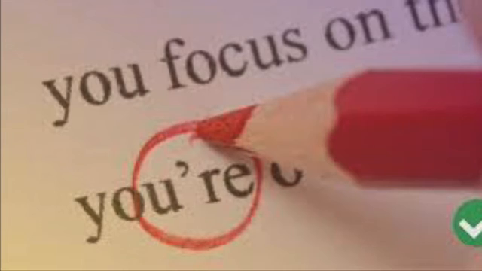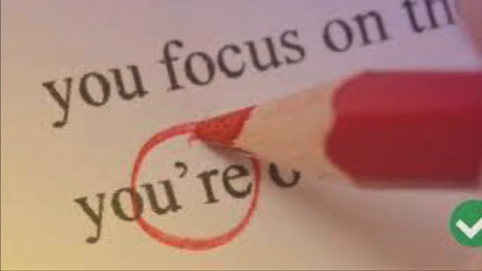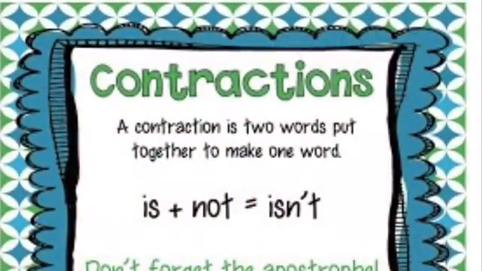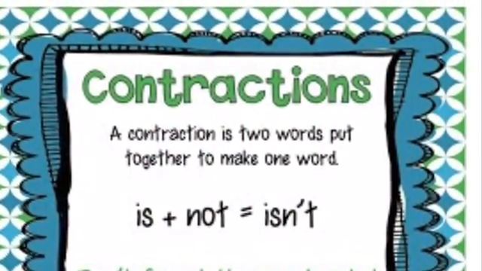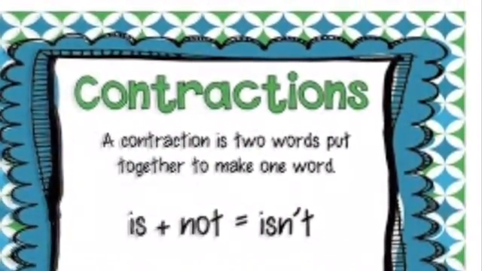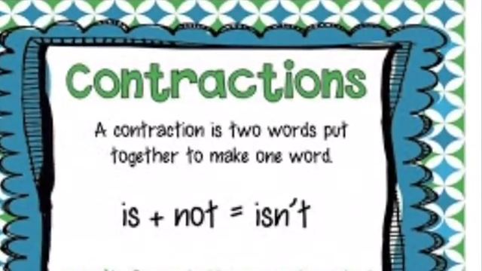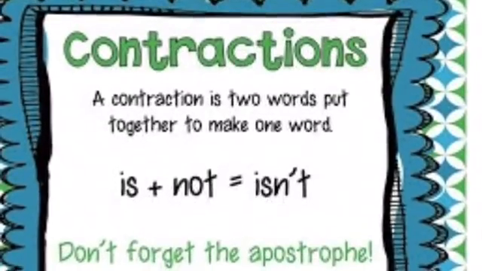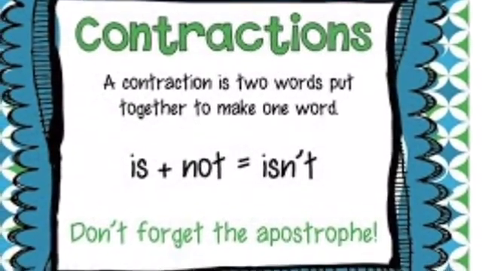We are going to be looking at our vocabulary words. The first word is contraction. A contraction is a word created by combining two words and using an apostrophe to replace the left out letters or sounds.